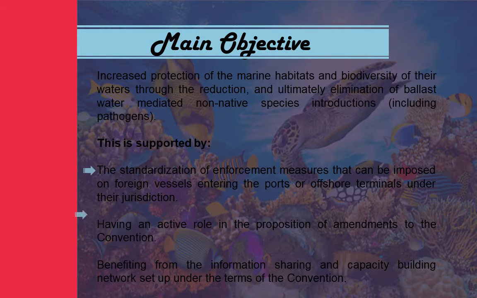Main objective: increase protection of the marine habitats and biodiversity of their waters through the reduction and ultimately elimination of ballast water mediated non-native species introduction, including pathogens. This is supported by the standardization of enforcement measures that can be imposed on foreign vessels entering the port or offshore terminals under their jurisdiction, having an active role in the proposition of amendments to the Convention, and benefiting from information sharing and capacity building networks set up under the terms of the Convention.